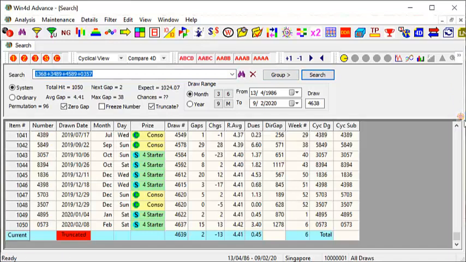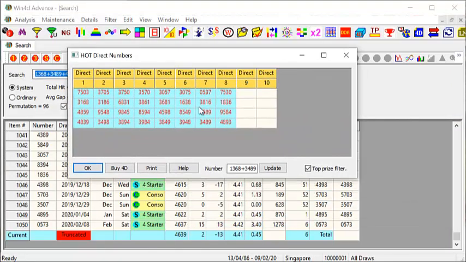Alright, all the hot direct numbers to bring to your attention. All this got together 4 sets. Among them, I recommend take a look at 4589. Remember, whatever I shared is to be used for your reference.